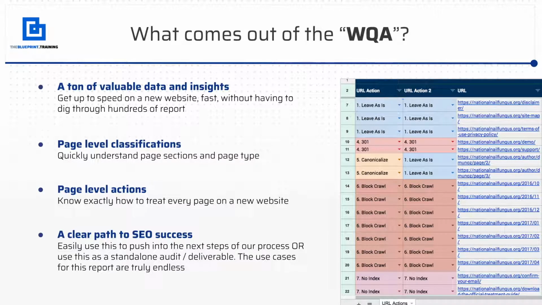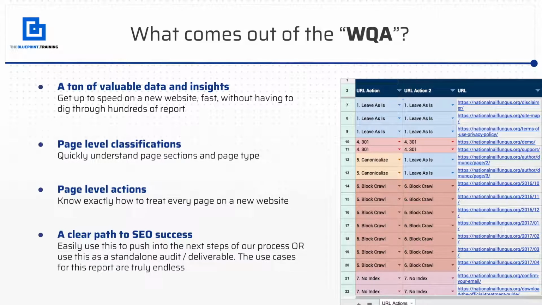When you're working on a new website, especially if you're an agency, you really have no context for that website. Looking at this report, once you get a feel for how to run and analyze it, helps you and your team get up to speed super fast. It gives you page level classification, so we're going to understand what type of page every single URL on a website is, and it gives us page level actions. I touched on those URL actions. We're going to talk about those in detail in this module, but again, we know exactly how to treat every page on a new website.